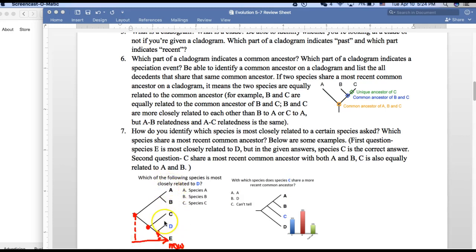So all 5 of these species, none of these is more ancient than another. A and B and C and D and E are all alive right now. The only species that are ancestors are these common ancestors. This one, this one, this one, and here's one more common ancestor. Okay. Next one says, which part of the cladogram indicates a common ancestor?